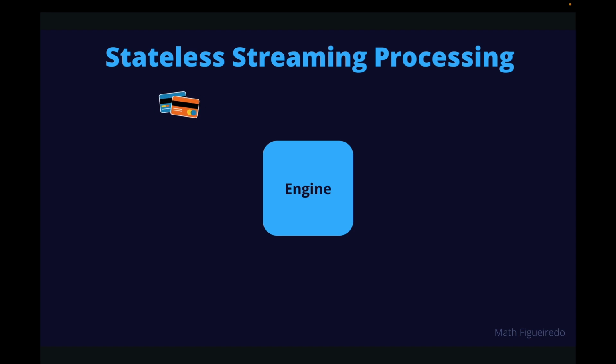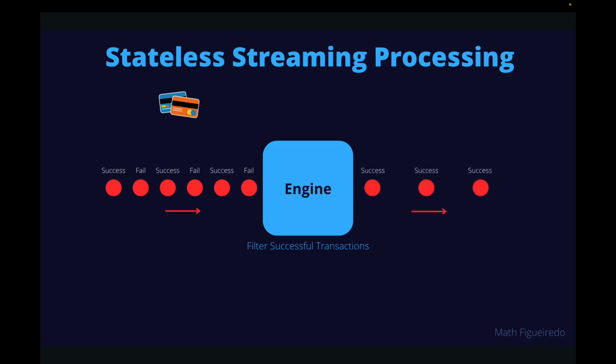A credit card company that wants to filter only successful transactions to do something with them. Again, it's just a simple filter, and the engine will evaluate one data point at a time. If it's a failed transaction, it is discarded. If it is a successful transaction, we output it for downstream tasks.